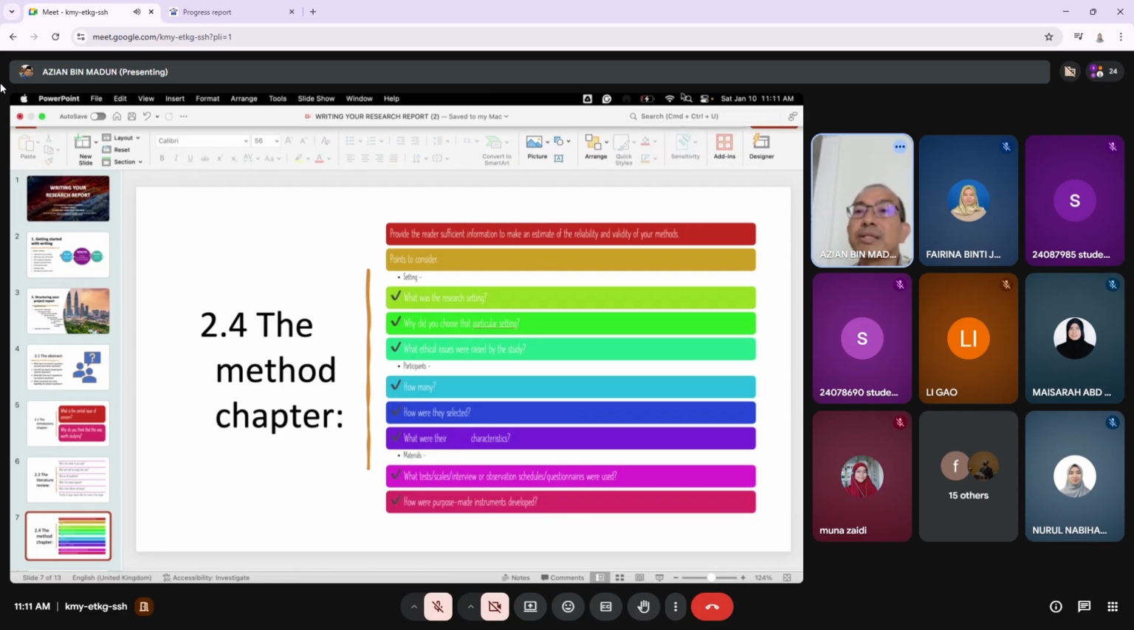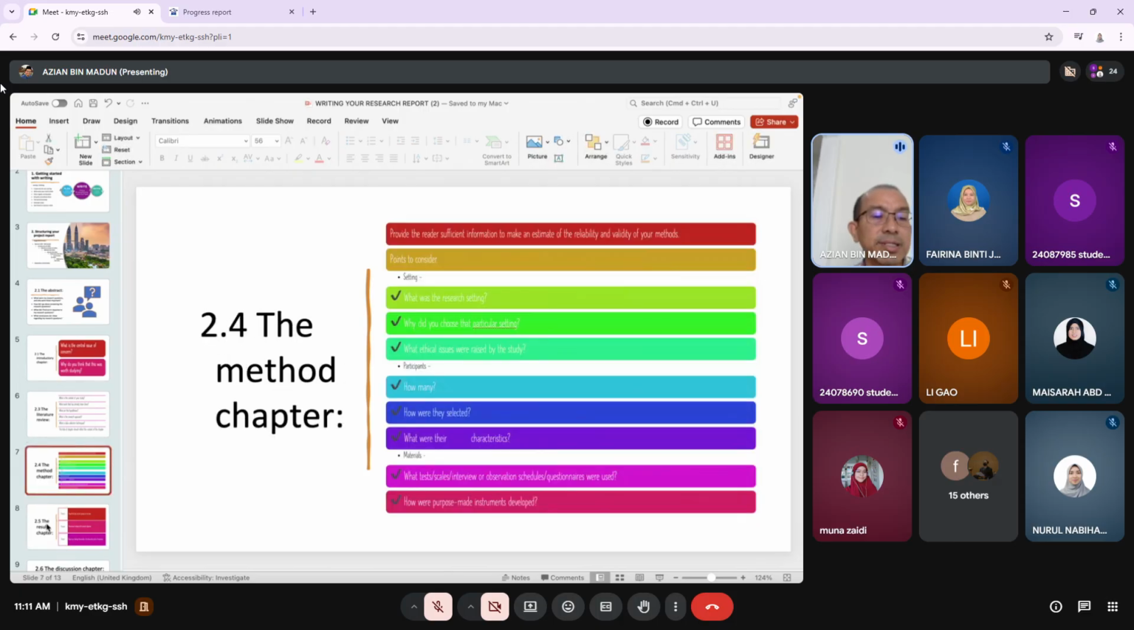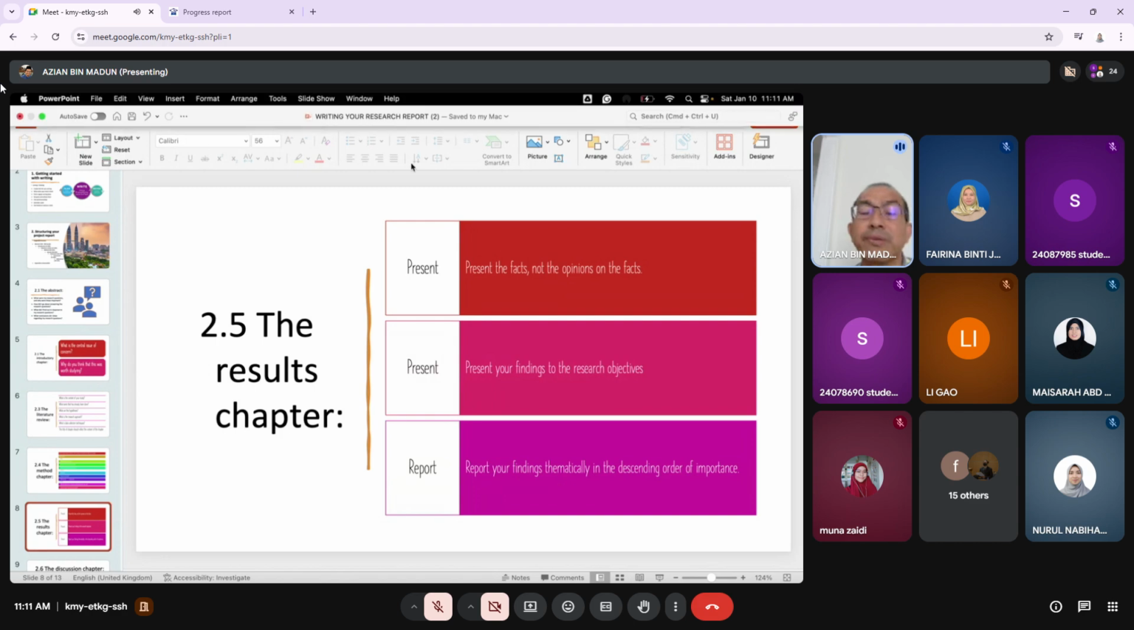Okay, what time is it? 11. Oh, no, it's still early. Okay, and then after the method chapter, the next one is the result chapter. I think we can finish, insyaAllah, by 11:30.